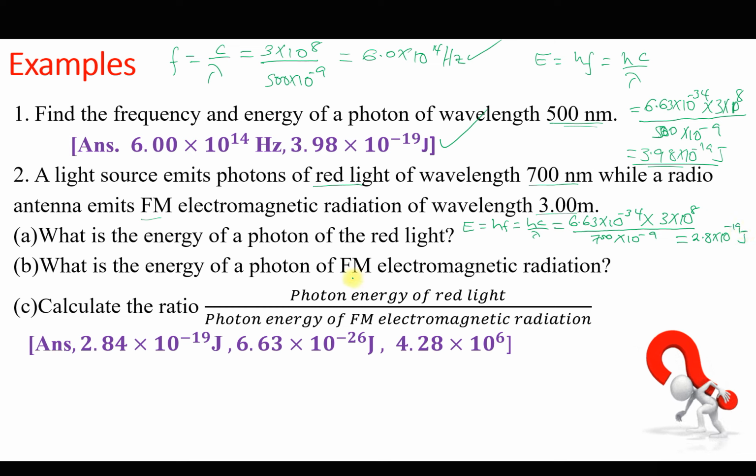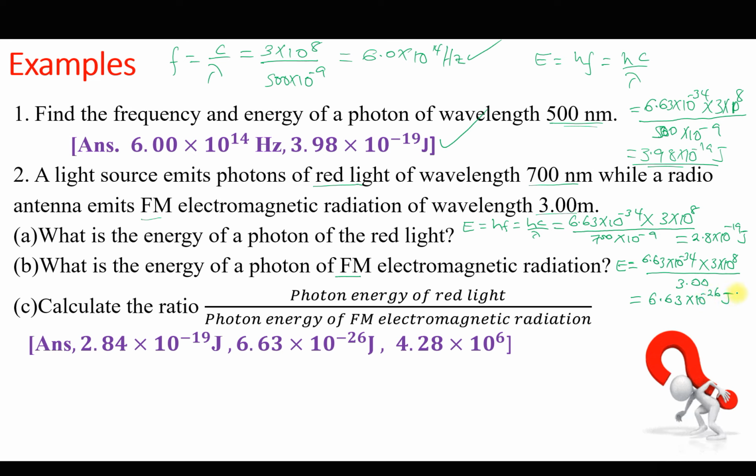What is the energy of a photon of FM electromagnetic radiation? So similarly, energy of a photon of FM radiation, I'll just take 6.63 times 10 to the power of minus 34, that is Planck's constant, times c, which is 3 times 10 to the power of 8, that is speed of light, divided by the wavelength of FM, which is 3.0. So I'll just press my calculator. So from my calculator, this is 6.63 times 10 to the power of minus 26 joules.